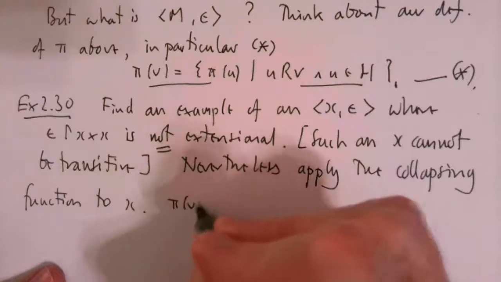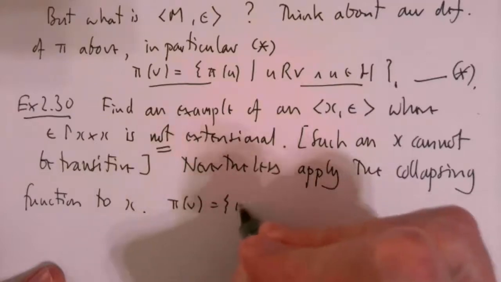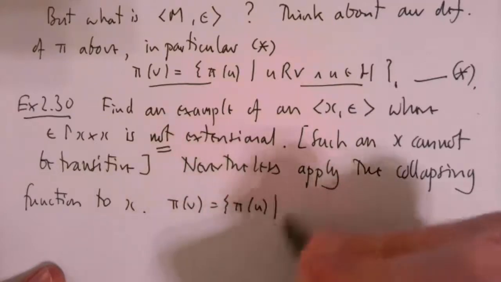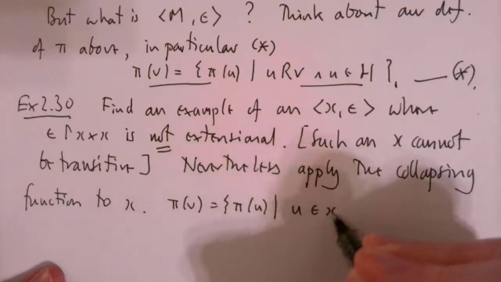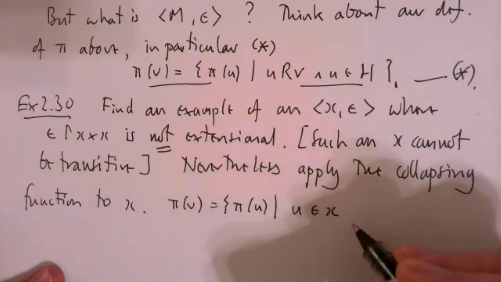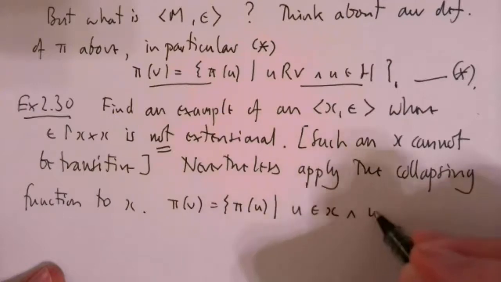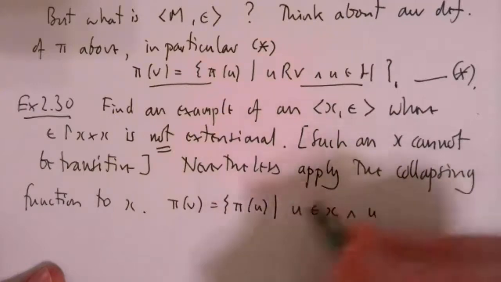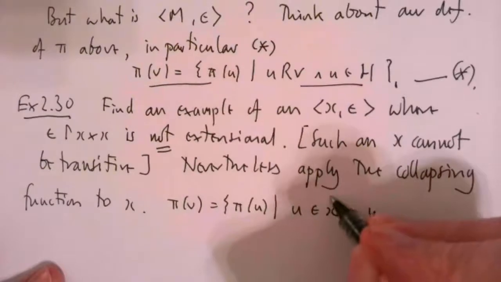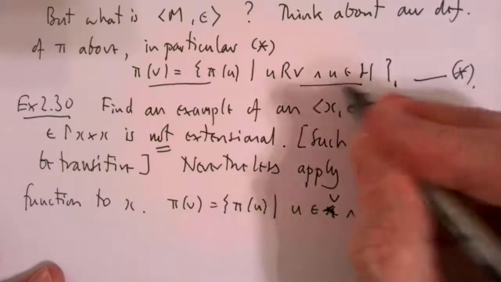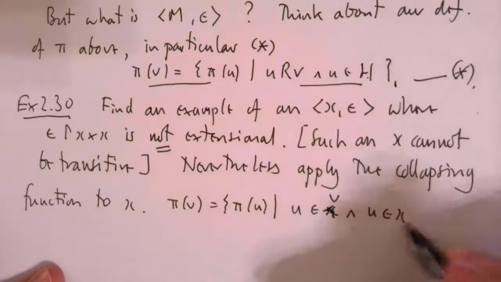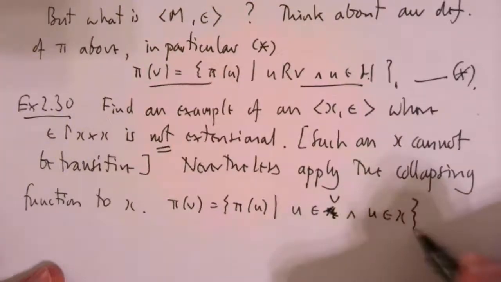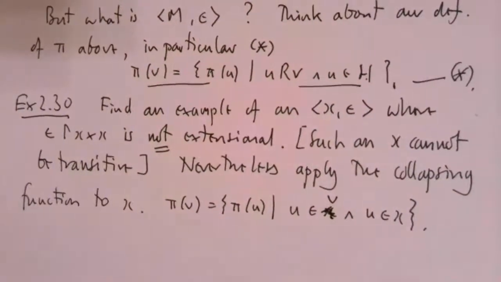So pi of V is going to be the collection of pi of U's, where U now is a member of X, and U is in V. I've written this the wrong way around. U is a member of V, and U is a member of X. Just keep it parallel.